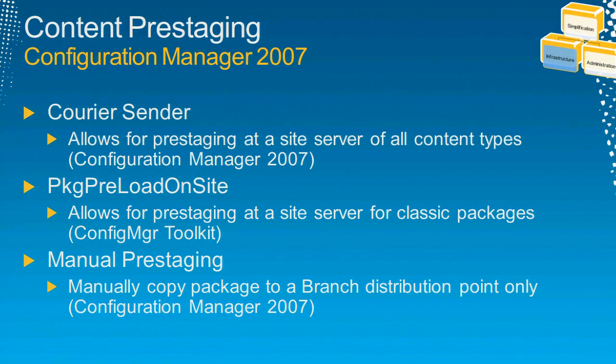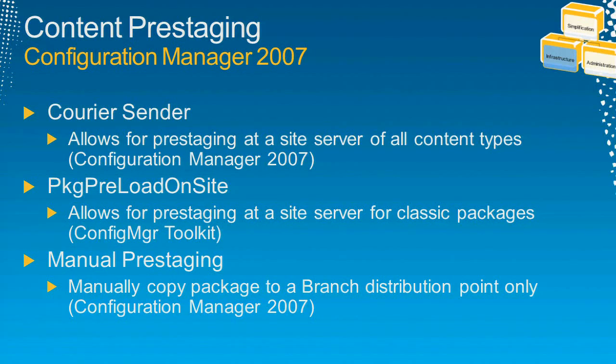So one of the struggles you guys have today is getting content out to your distribution points and out to secondary sites. So here are the different ways that we have for pre-staging content in a Configuration Manager 2007 environment. So we have the courier sender, which is site to site for package content, but that only works site to site. We have preload package on site as a tool, which is a tool from the toolkit that got updated for ConfigMan 2007. But again, that's site to site.